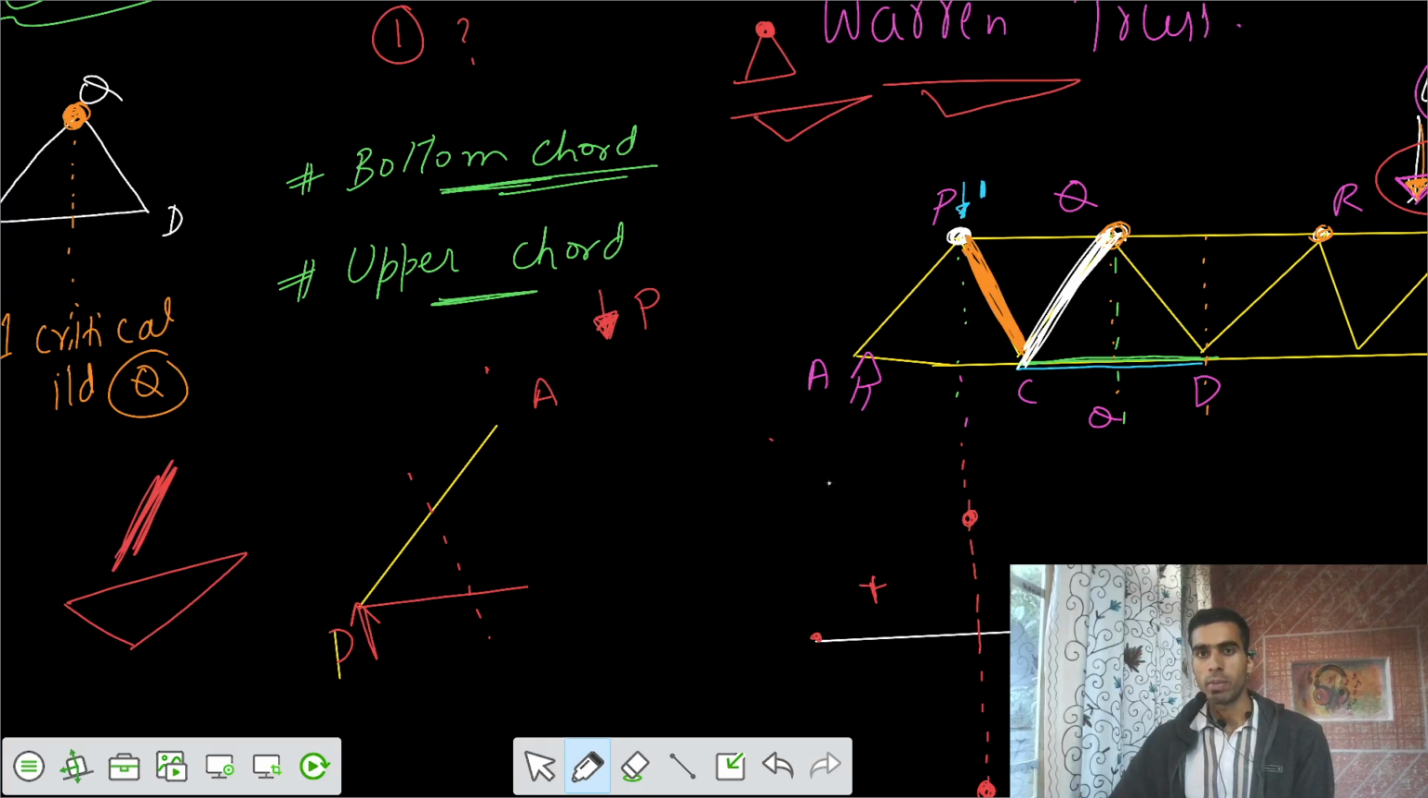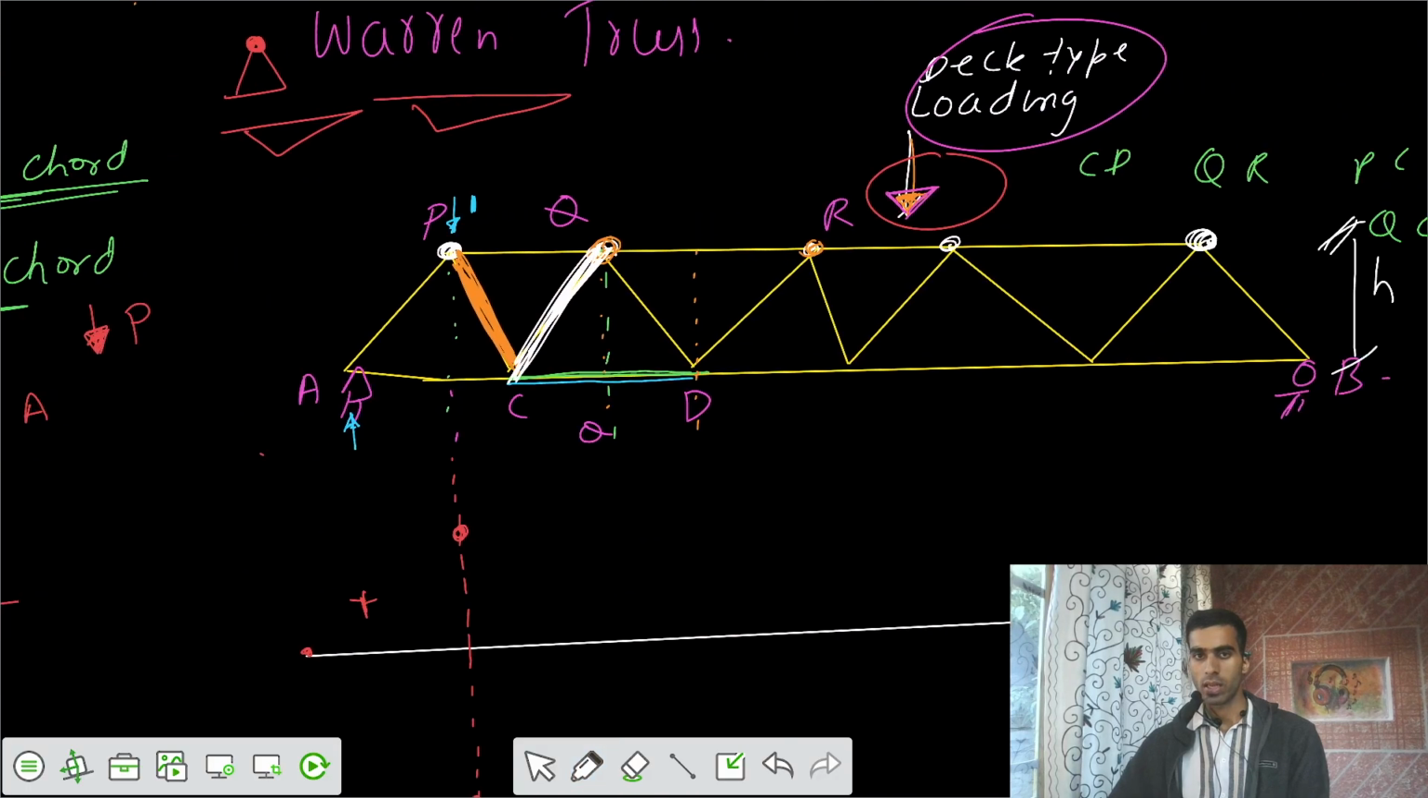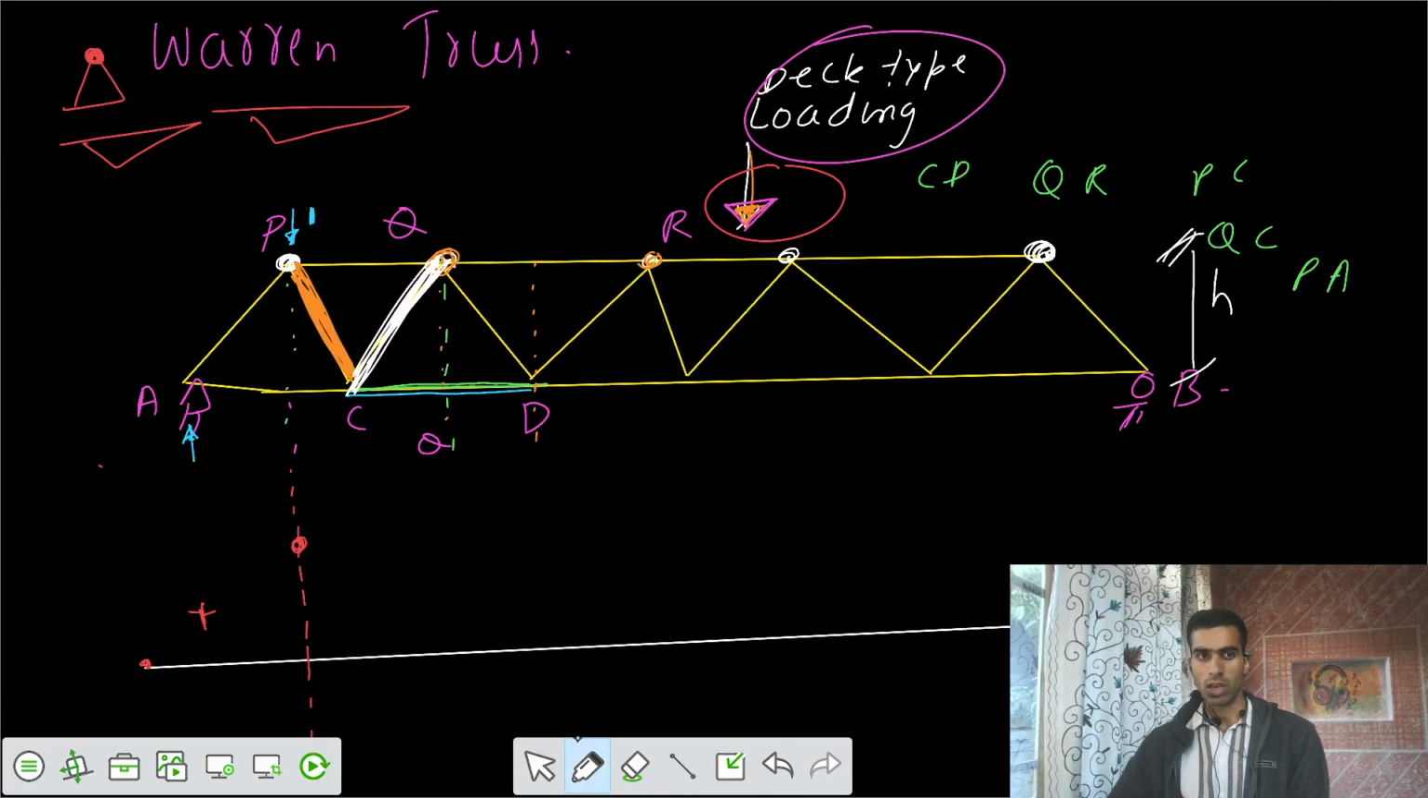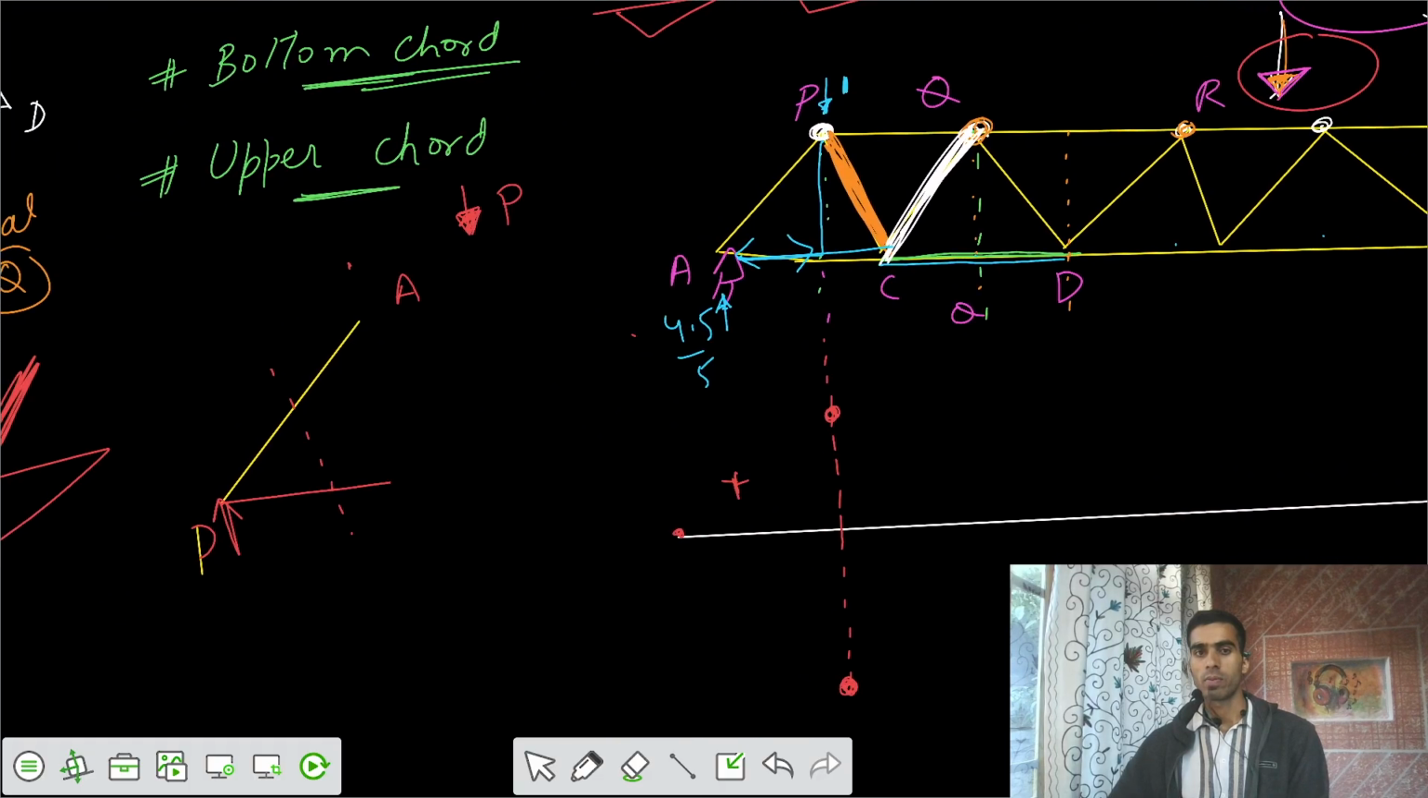If I apply the load at joint P, what would be the reaction here? Can you get the reaction here? If the total length is, let's say, how many panels do we have? 1, 2, 3, 4, 5. We have 5 panels. And what is this length? Is it 0.5 of A? So the reaction would be 4.5 divided by 5. Would the reaction be equal to 4.5 by 5? So if the reaction is 4.5 by 5, let's have that reaction here. I would say the reaction here is 4.5 by 5.